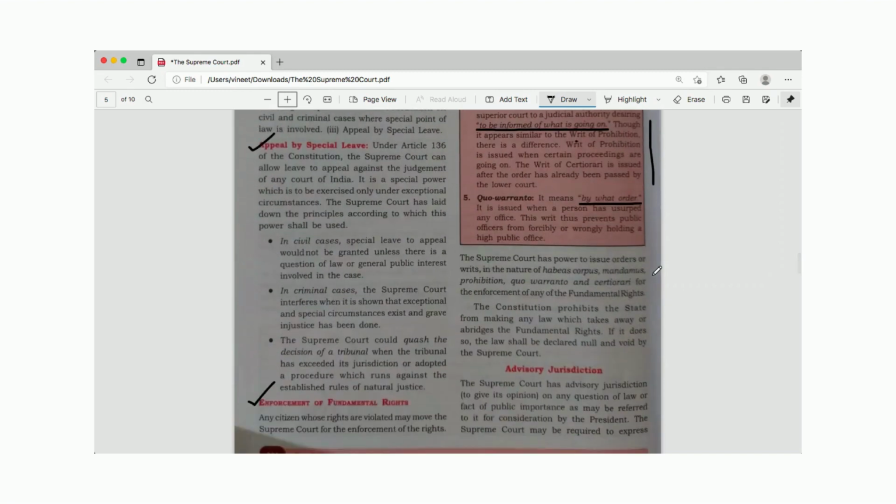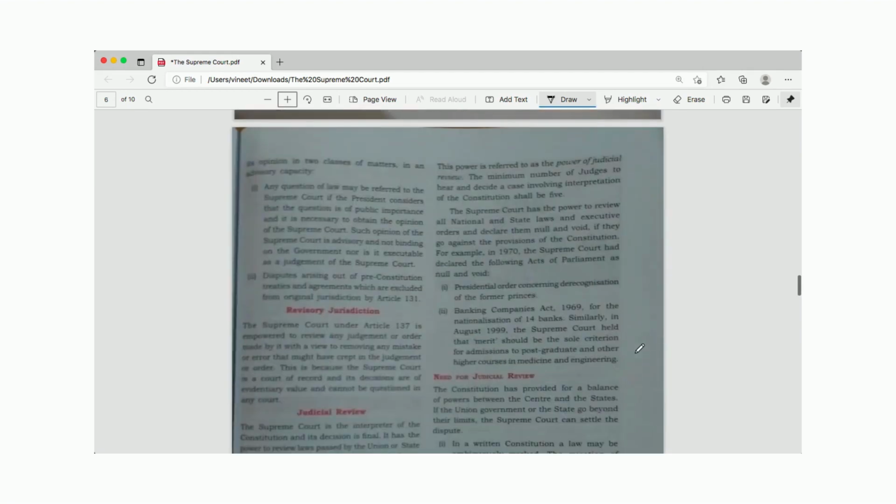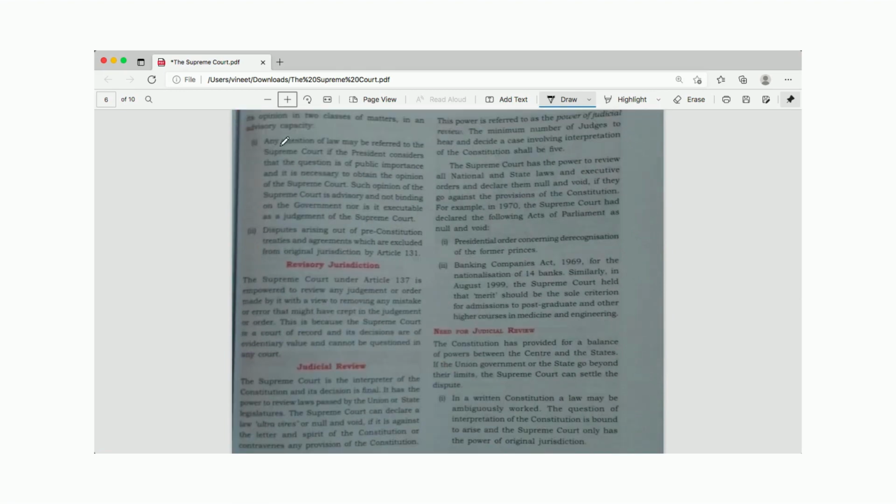Extremely important. Then comes the advisory jurisdiction, as the name suggests. The Supreme Court can advise the President of India on any question of law which the President may ask them, and here the keywords are any question of law which may be referred by the President to the Supreme Court, and even disputes arising out of pre-constitution treaties fall under the advisory jurisdiction of Supreme Court. Now here, one thing you have to remember is that advice is not binding on the President.